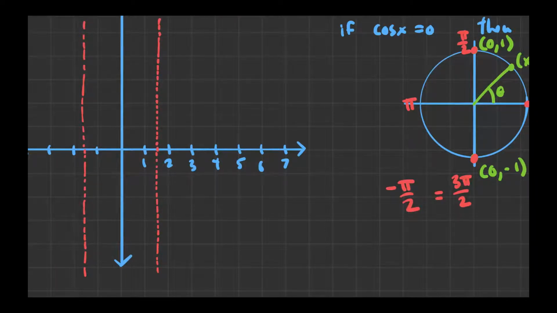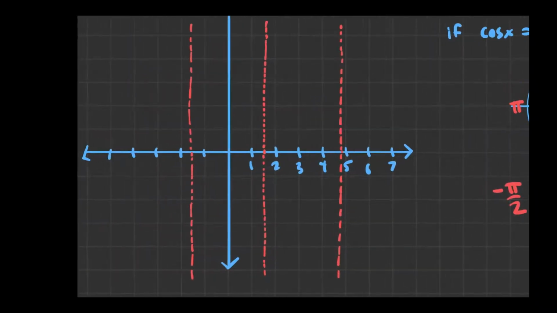So this is going to be 1.5 plus pi. If you really want, you can use a calculator: 3.14 plus 3.14 divided by 2. That gives me 4.9, so just past 5. So here's my next vertical asymptote, just past 5. And we're getting the same thing over and over again. Okay, so these are all our vertical asymptotes.